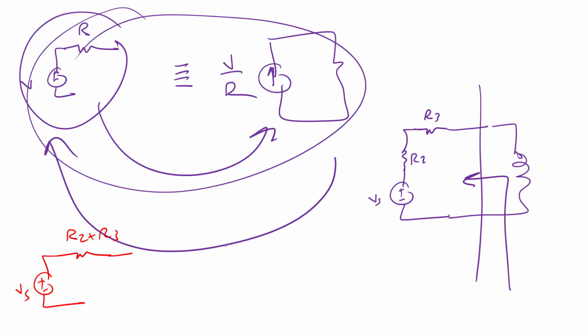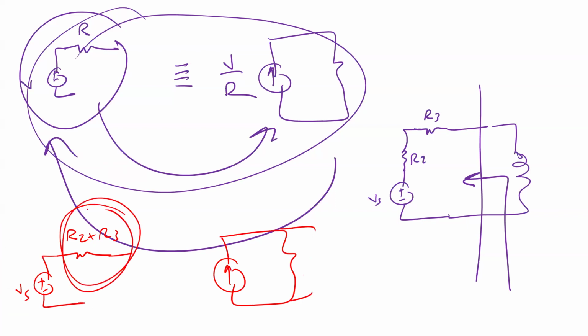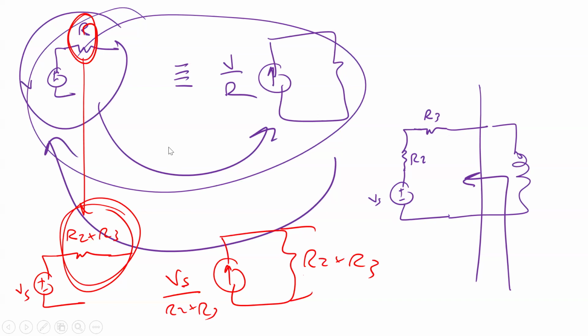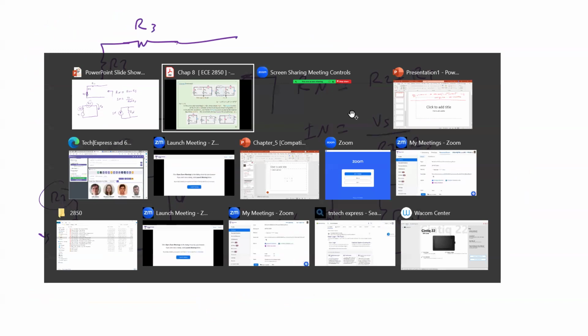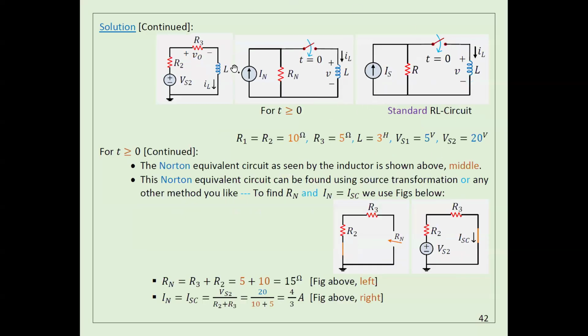So this one will give you a current source and a resistor. This resistor is similar to this one, that will be R2 plus R3, and the current source is actually Vs divided by R2 plus R3. R here is actually R2 plus R3. If you look at this one, it's the same thing as this one. So all I have to do here is convert this one. After I convert it this way, I'm calculating R Norton, and also I'm calculating I Norton.